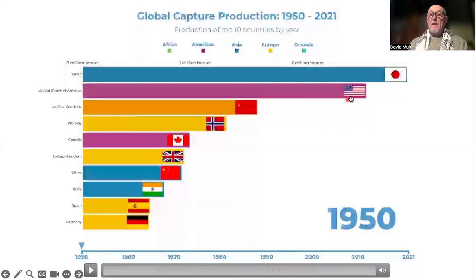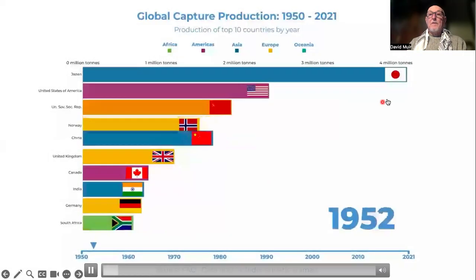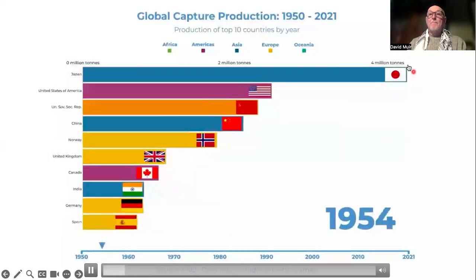Oh, sorry, there we are. The United States here. So in 1950, United States and Japan were the top fishing nations. And we're going to watch now what happens. Remember, keep your eye on China in particular and on the United States. And we're going to see if it works. Yes, here we go. Look here. Watch that.